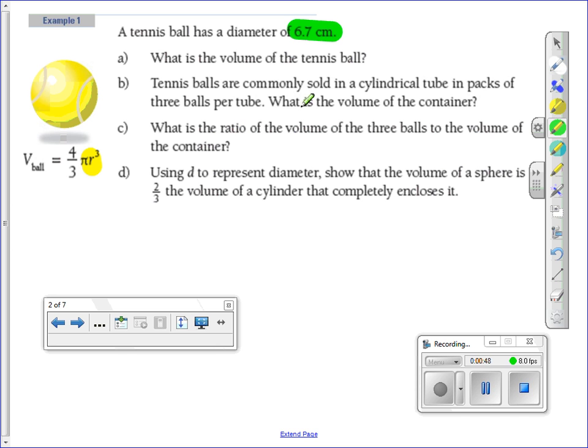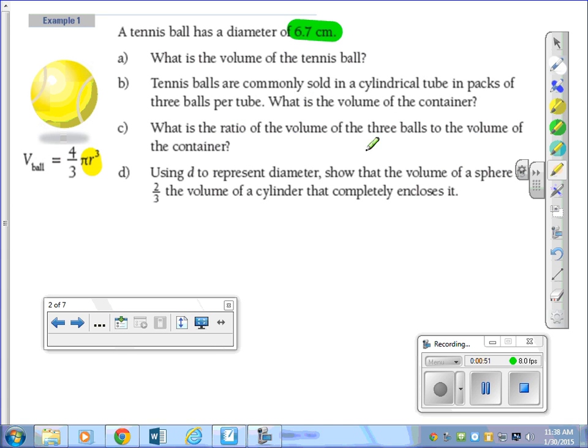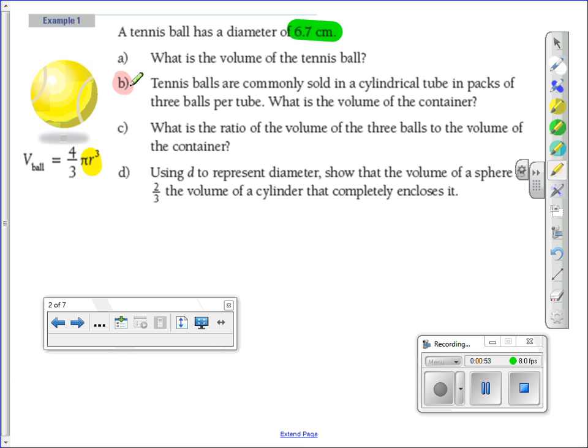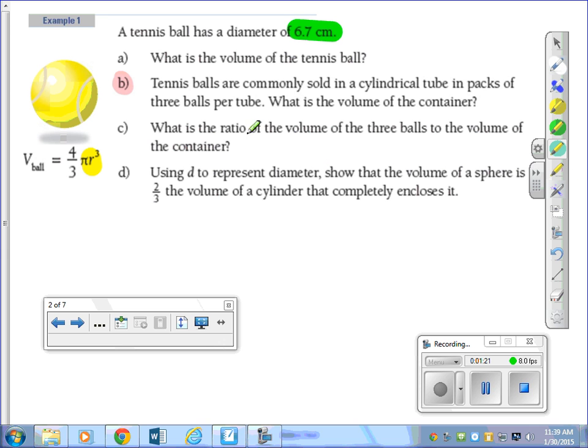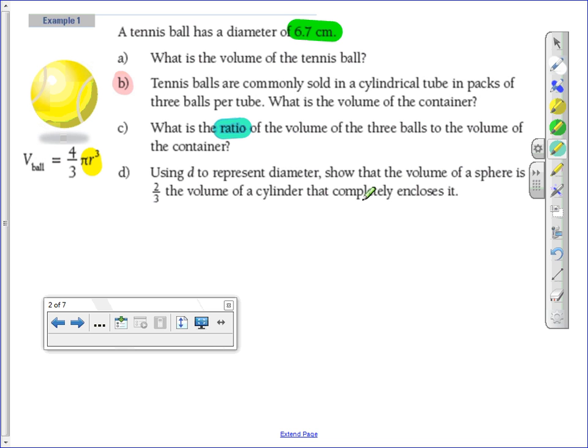You also have to interpret your answers. So this question says, tennis balls are commonly sold in cylindrical packs. How could you find the volume of a cylindrical pack? So you'd have to consider a cylinder, which we did in a previous section, and consider the height of the tennis balls. One tennis ball is 6.7 centimeters high, multiply that by 3, and that's now the height of your cylinder. So you're just going to have to interpret what you're calculating. And you'll also be asked about ratios and to consider what happens when that diameter or the radius changes.